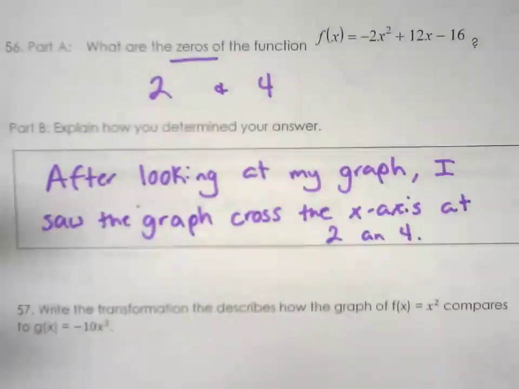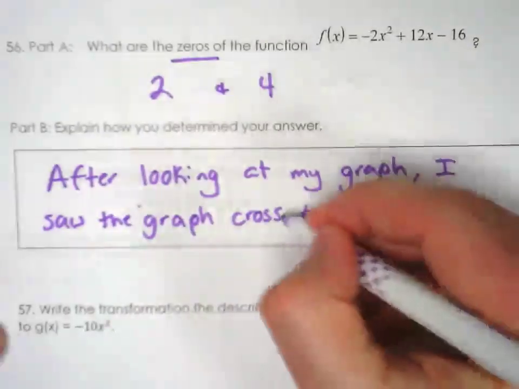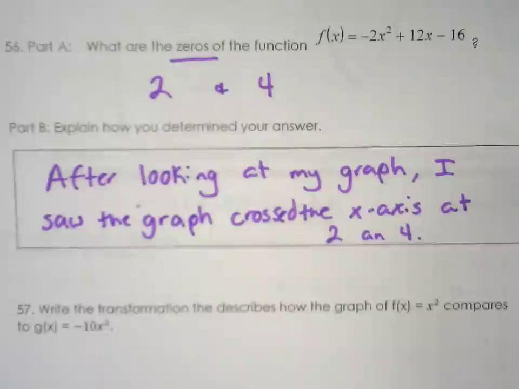Again, that's just one answer that you can put. So after looking at the graph, I saw the graph cross or crossed or crosses the x-axis at 2 and 4. Another thing you can put is after looking at the graph, my x-intercepts were at 2 and 4. Another great answer that would give you full credit.